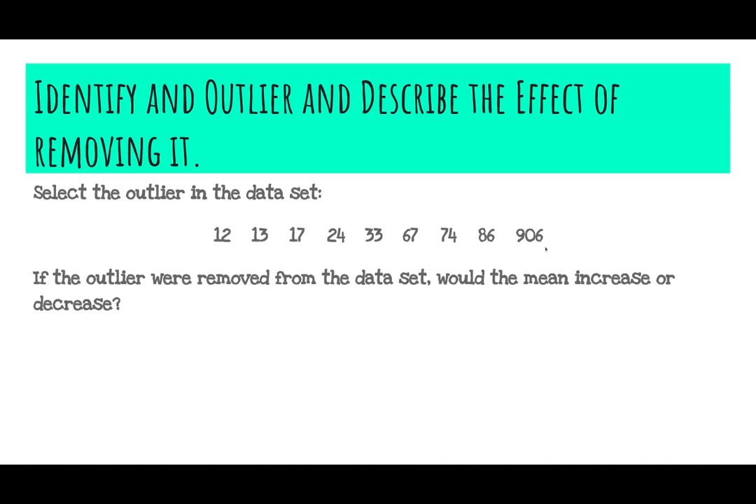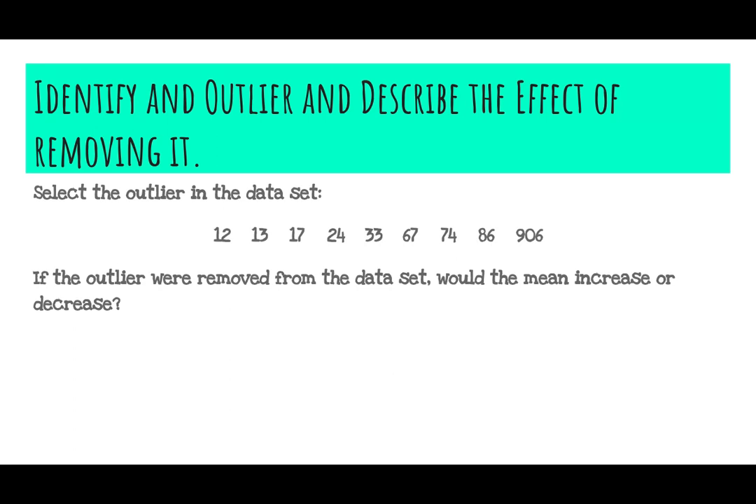and 906. So let's say, for example, I surveyed 1, 2, 3, 4, 5, 6, 7, 8, 9 people, and I asked them, how many t-shirts do you own? One person said 12, the next person said 13, and so on, and then there's one person that said 906. So the first thing you want to do is select the outlier, which obviously is 906.